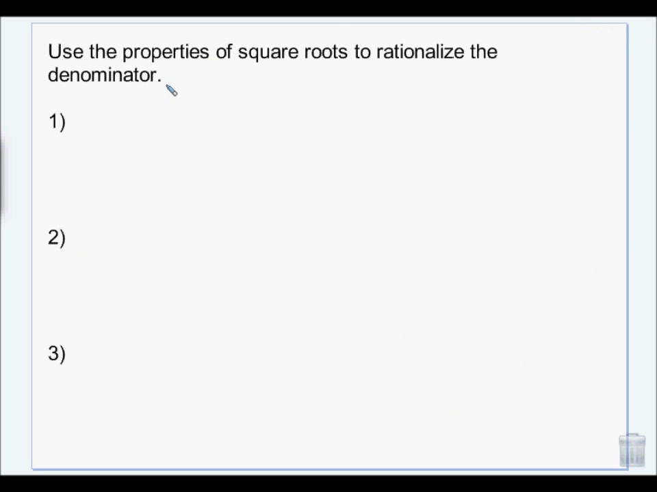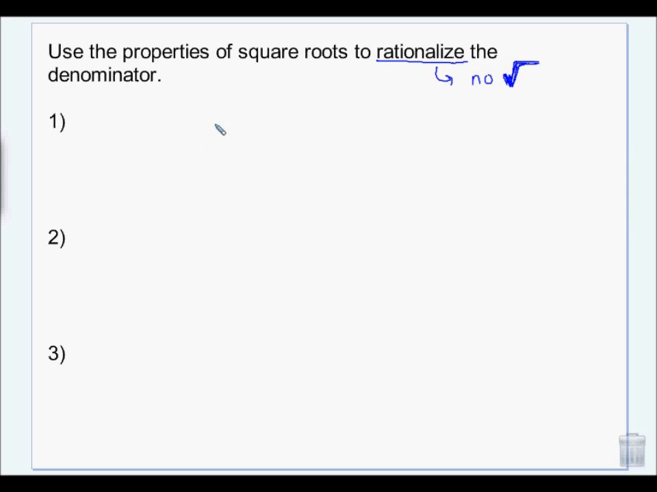Alright, so we need to rationalize the denominator. What does this mean? Rationalizing the denominator means no square roots in the denominator. That's what that term means.